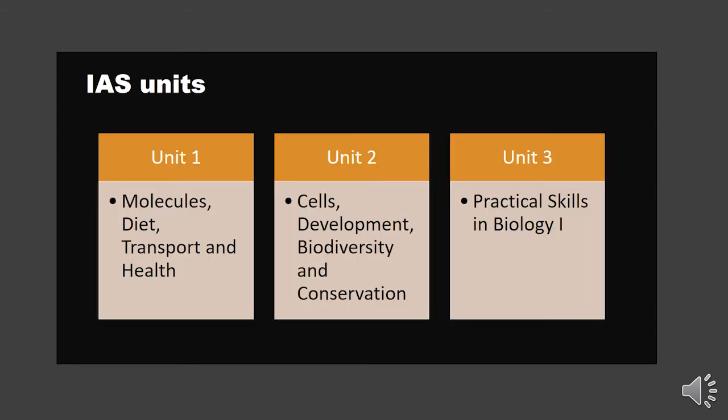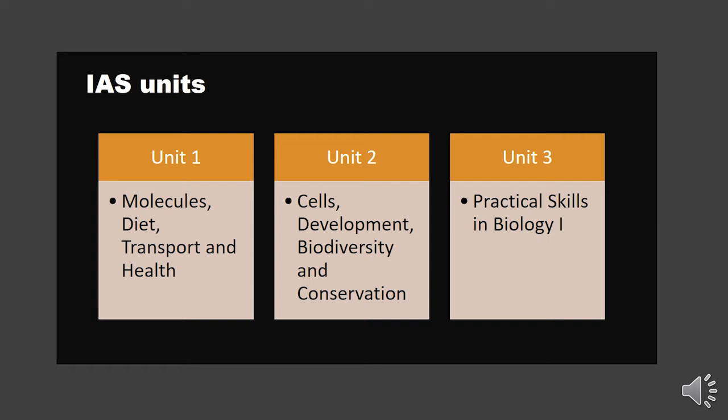As I said, this qualification, that is IAS, consists of 3 units. Unit 1, that is molecules, diet, transport and health. Unit 2, cell development, biodiversity and conservation. And Unit 3, practical skills in biology. Unit 1 consists of 2 topics. Topic 1 is molecules, transport and health. Topic 2 is membrane, protein, DNA and gene expression.